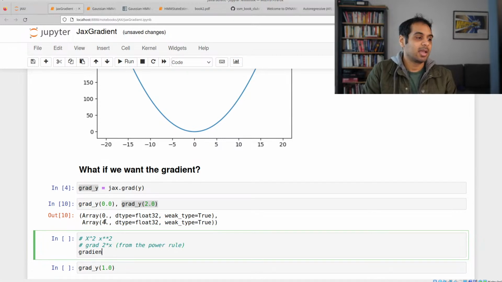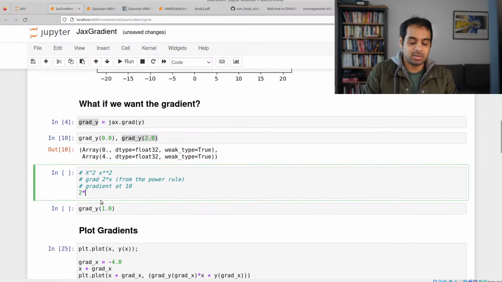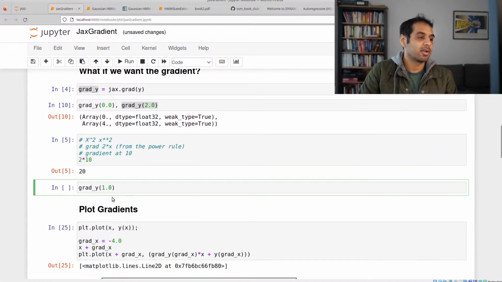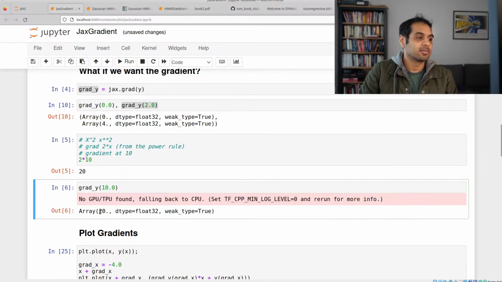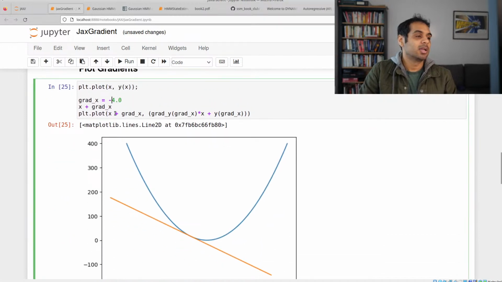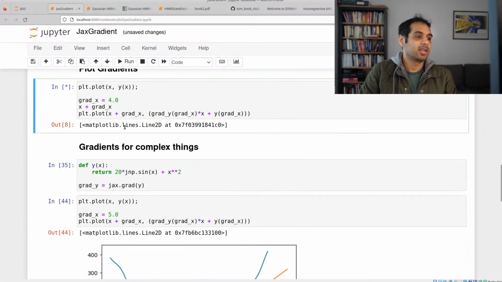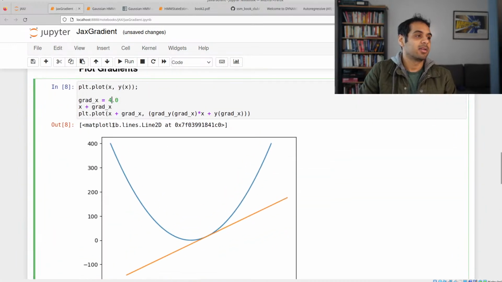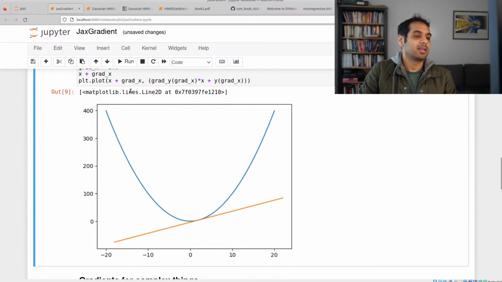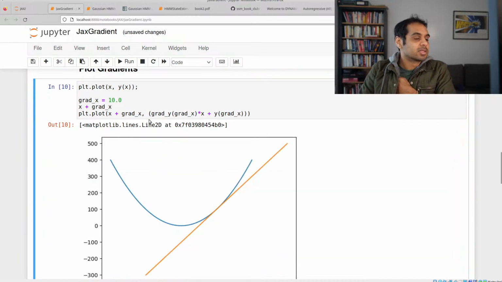If we want the gradient at, say, 10, I'm going to run you through the super boring calculation so you're amazed. 2 times 10 gives us 20, and if we take the grad at 10, we also get 20. You can try this out on any numbers that you want. It'll all just work. You can plot this however you want. Here's the gradient at negative 4. If we take the gradient at 4, it flips the other way. And at 2, it's this plot. You can get a visual sense of the gradient at all sorts of different spots.